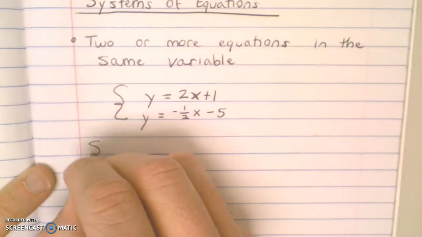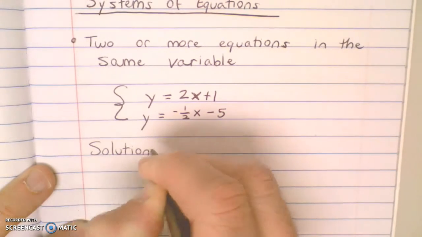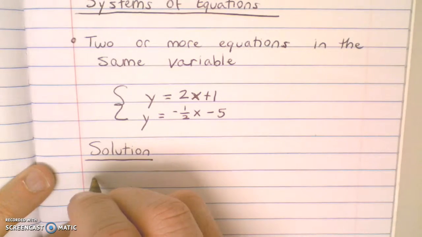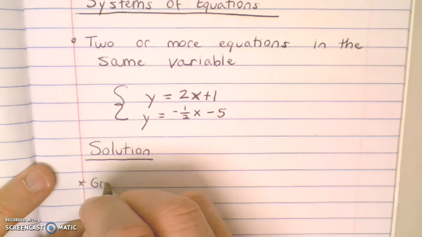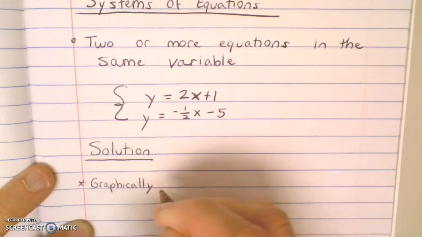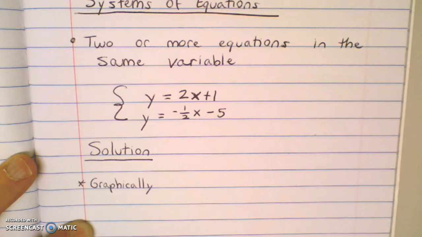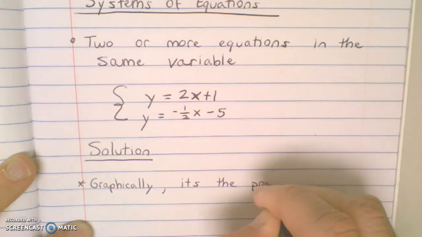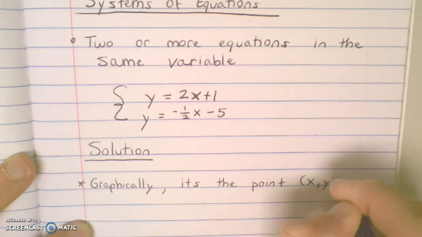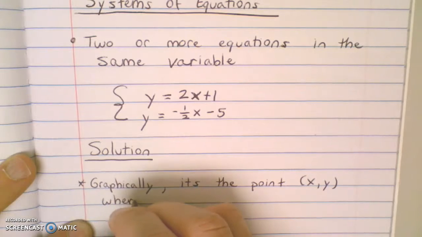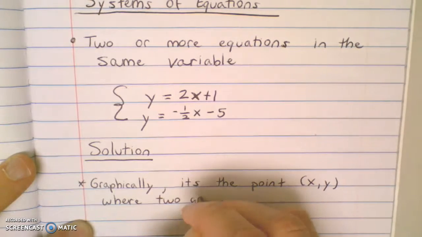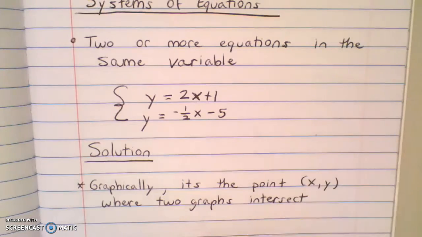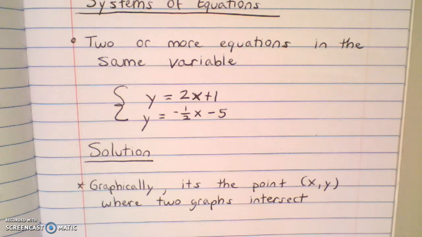So the solution to a system of equations can be found two ways. Graphically, it's the point, or the x comma y, where two graphs intersect. So if you graph the two lines, where they intersect is your solution.